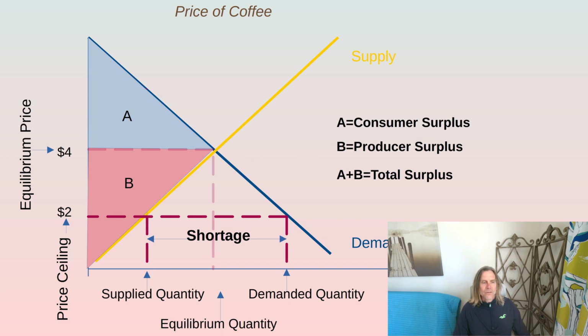And automatically you see the shortage arising between the quantity demanded and the quantity supplied. And that's what we see here. We see the price of coffee at $2 creates a shortage of coffee. And that's applicable to anything.